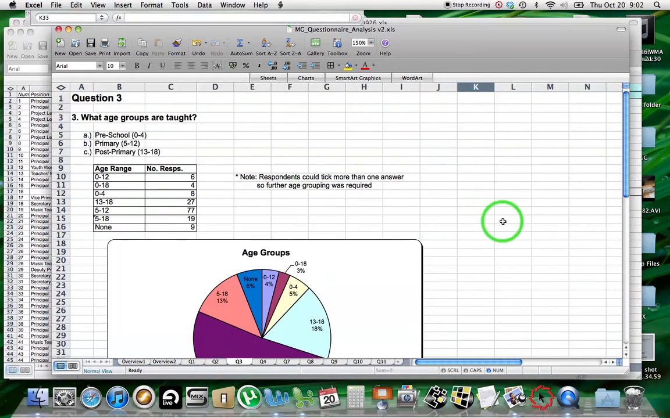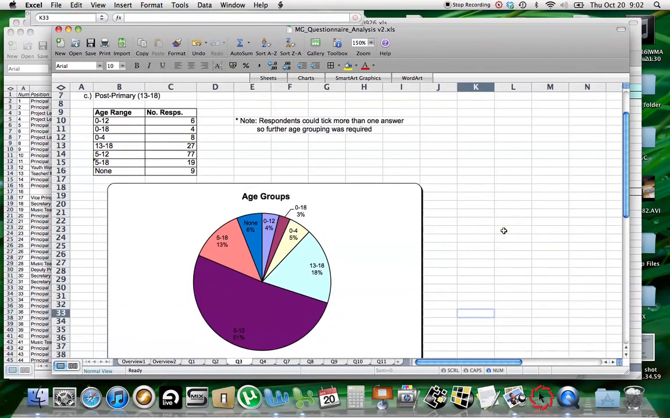Okay, so looking at our age groups, this ties in with our primary school, secondary school cut we saw before. I had to break this down a bit further than the straight 0 to 4, 5 to 13, 13 to 18 split that we had before, because some people answered more than one age group. So 0 to 12, 0 to 18, 0 to 4, etc., to cater for multiple answers.